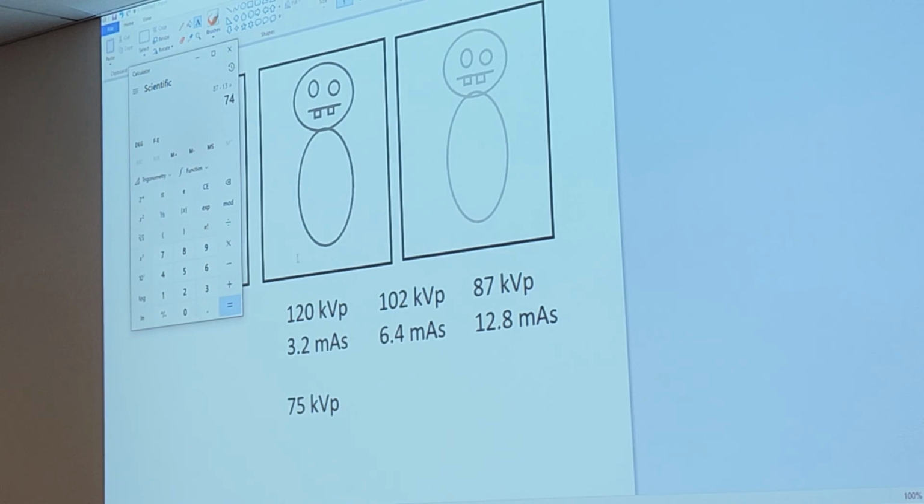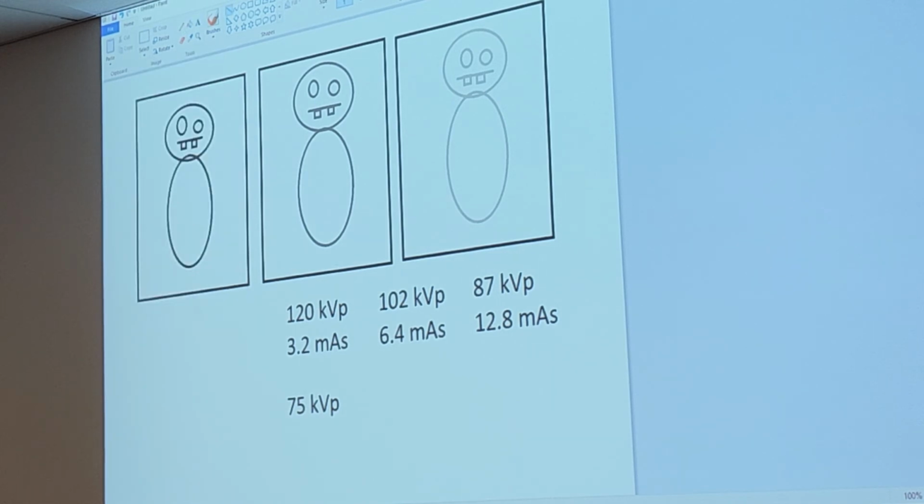So the smaller kVp gets, the bigger your mass gets, if I want to keep the image looking the same. So 74 kVp, and what is my mass? 24 point, no, 26, no, 25.6.